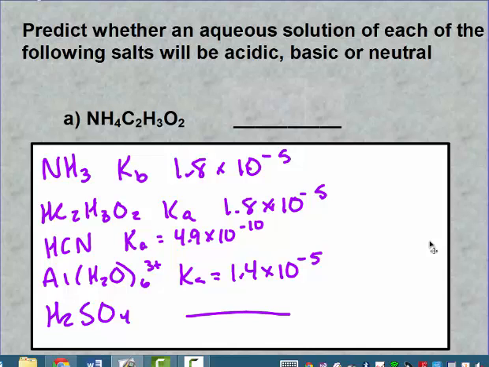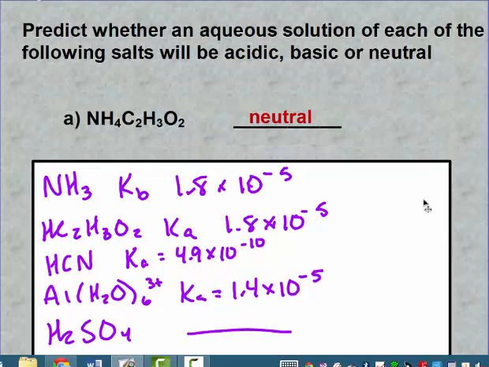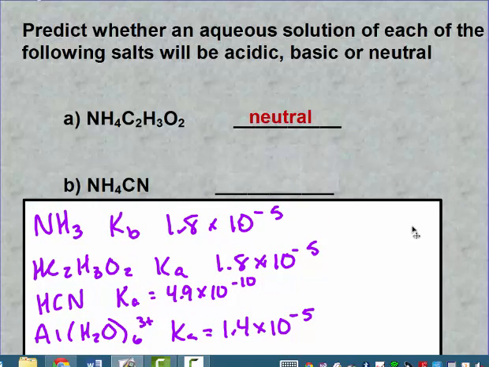All right, so letter A. What is letter A? Neutral. How do you know it's neutral? Because Ka would equal Kb. So we didn't have to calculate our Ka and Kb of our conjugates, because if these were equal, then the others have to be equal. All right, this one, which one is stronger, Ka or Kb? Ka is bigger. Oh, no, Kb. Basic. Because, remember, it's the conjugates.